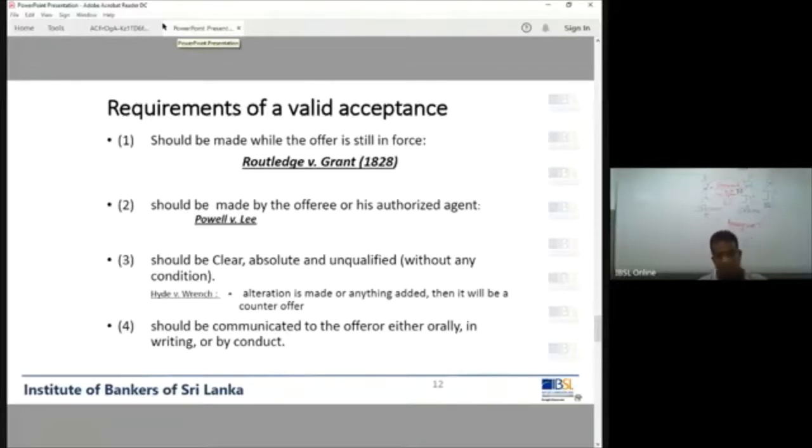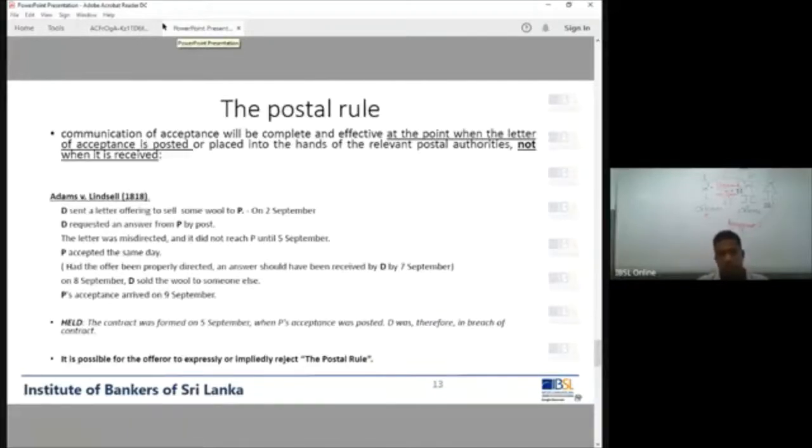Because of the time factor, I'll go to the next slide. We are going to discuss the first legal principle in our lesson. This is called the Postal Rule. This is a repeating exam question, so it is very important. You can highlight it on the slide. Postal Rule, the first legal principle that we are going to discuss.